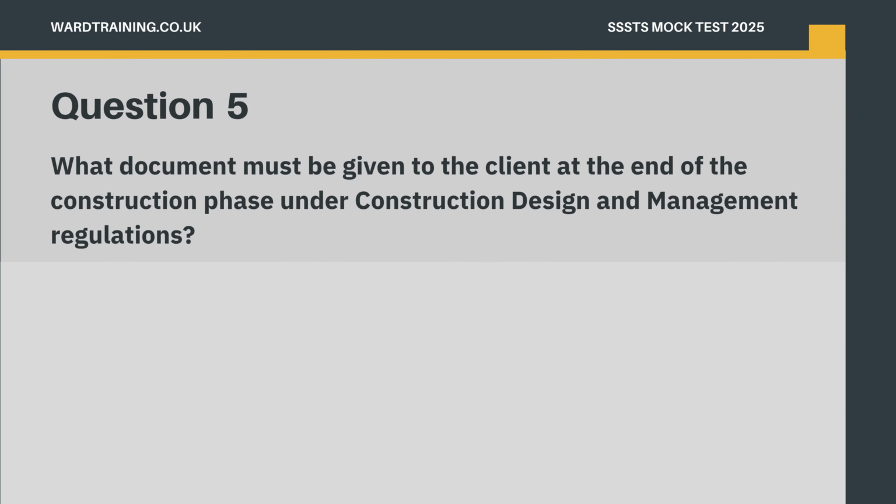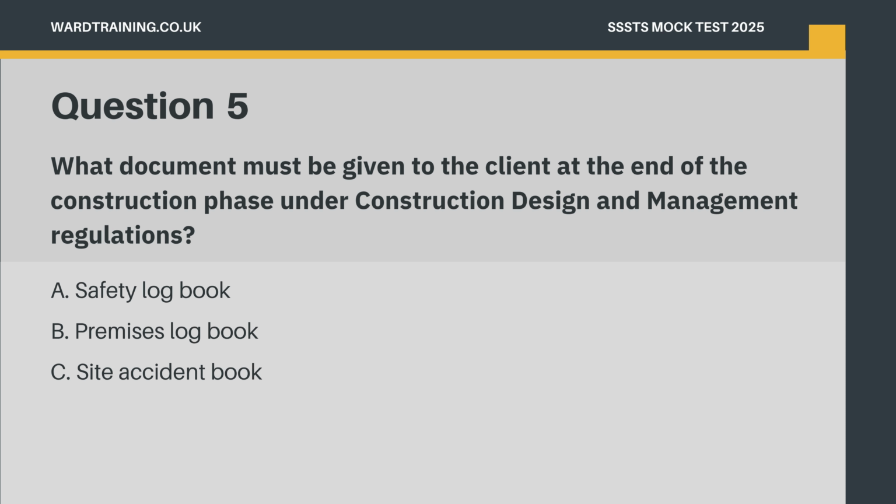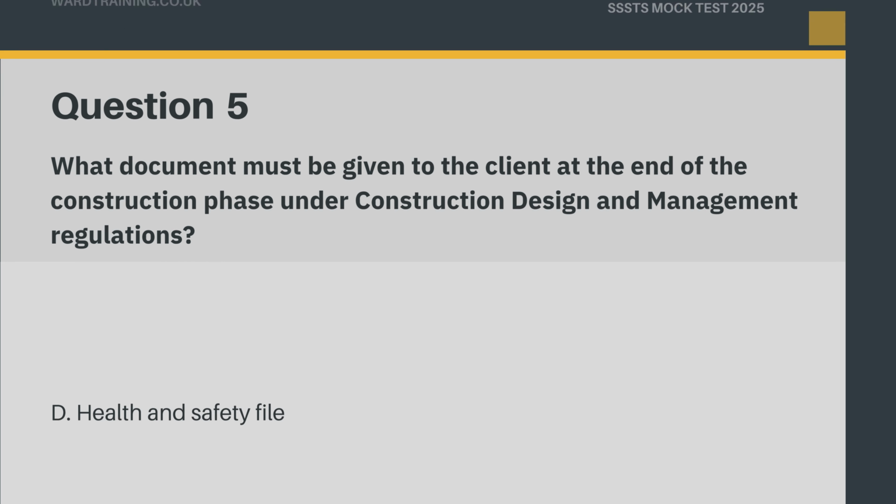Question 5. What document must be given to the client at the end of the construction phase under Construction Design and Management regulations? A. Safety logbook. B. Premises logbook. C. Site accident book. D. Health and safety file. Answer. D. Health and safety file.